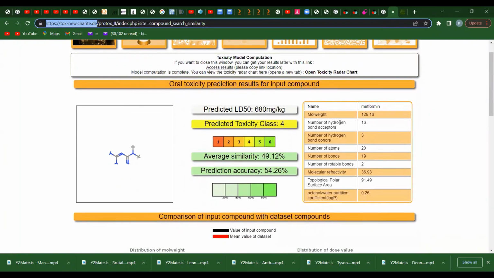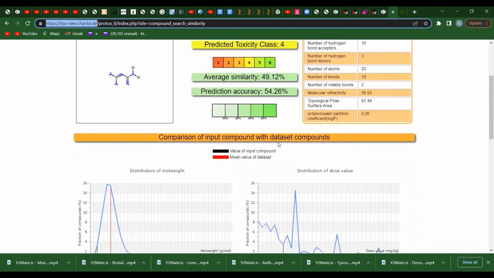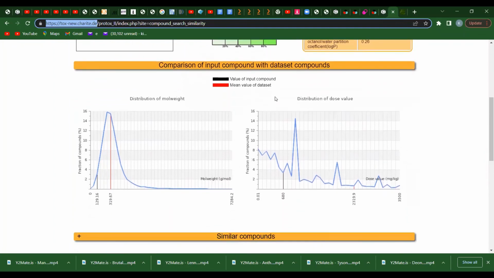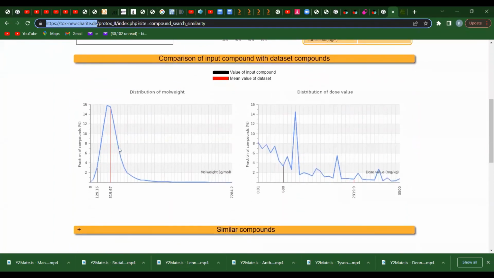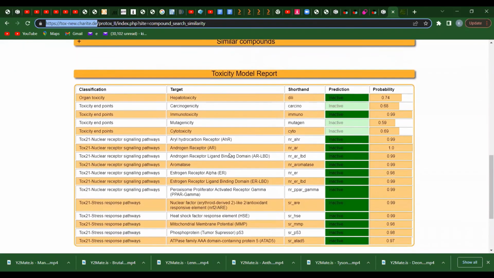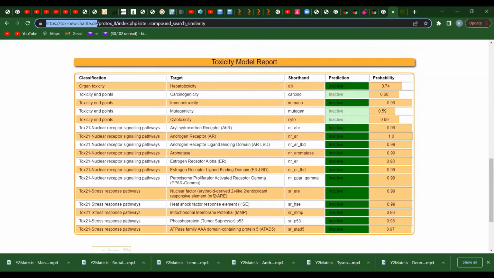So that's fine. Can you see this one also gives us the molecular weight, the hydrogen donor acceptor, like we have in the previous? Because it is important in predicting drugs, that's why it always comes up in every prediction that you see. Now, the average similarity is 49.12 and the rest. This is talking about the distribution, the system. So it gives you some other info. Now, this is where we are going, our prediction now.